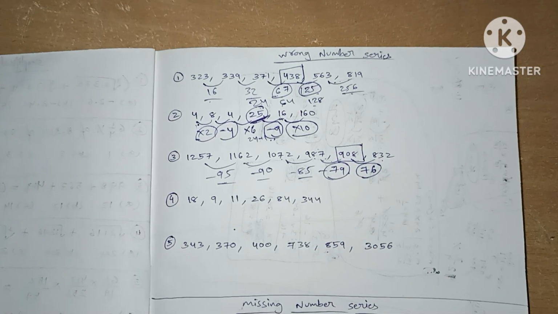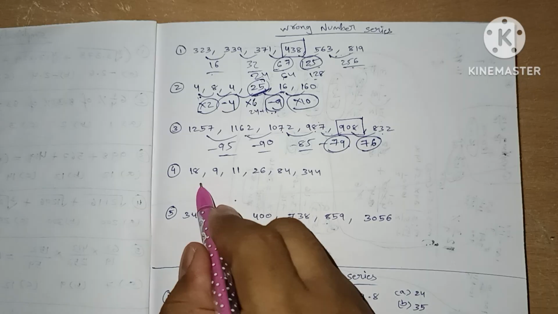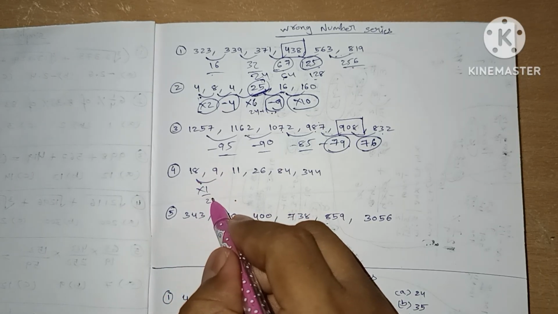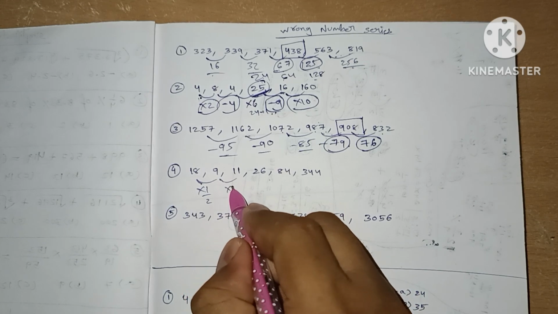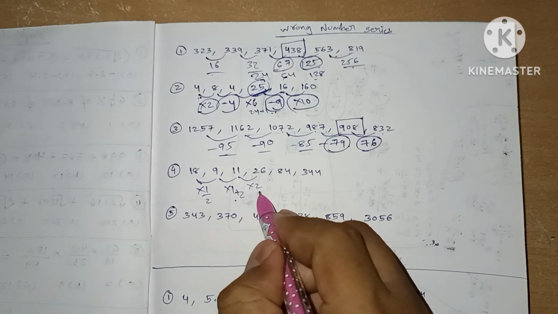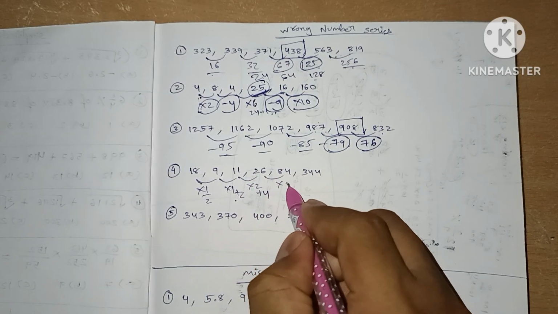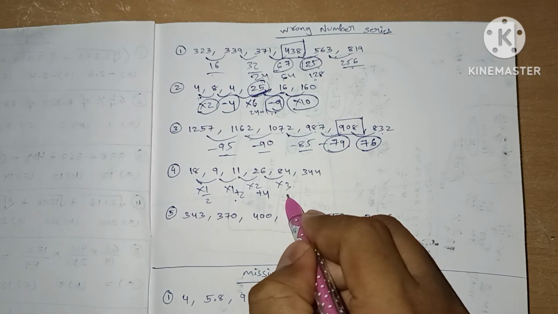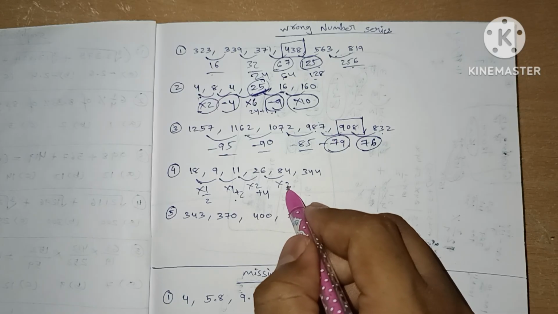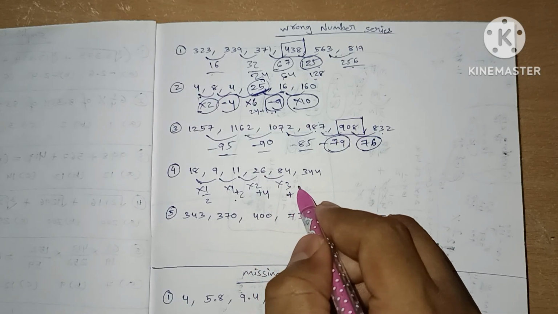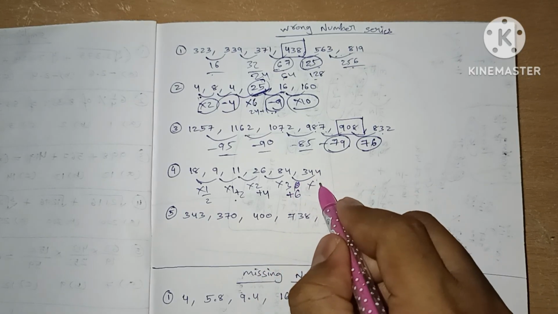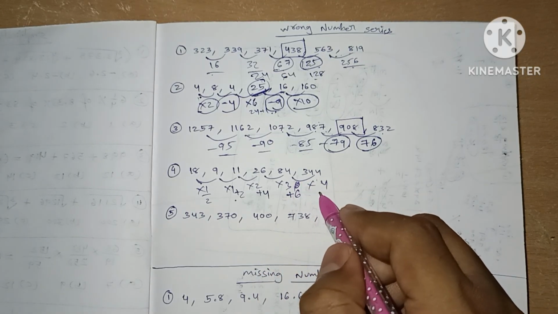number. Next, fourth question. Here we see this is into half times will be 9, and here it is into 1 times 9 plus 2. This is into 2 times 22 plus 4. This is into 3 times, which will be 72. Wait a second, into 3 times 18, 78. 78 plus 6, it is into 4 times, which will be 336.